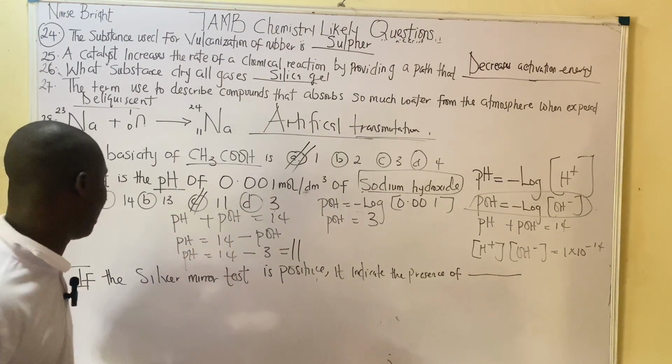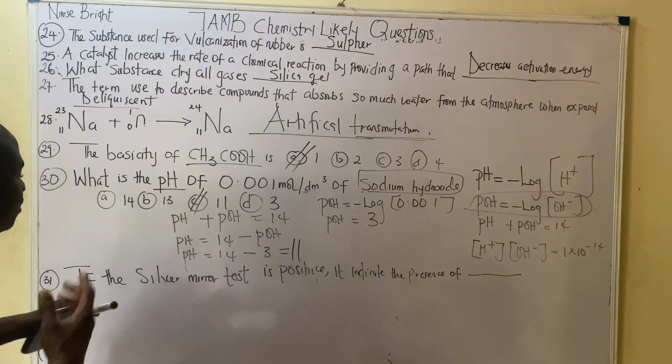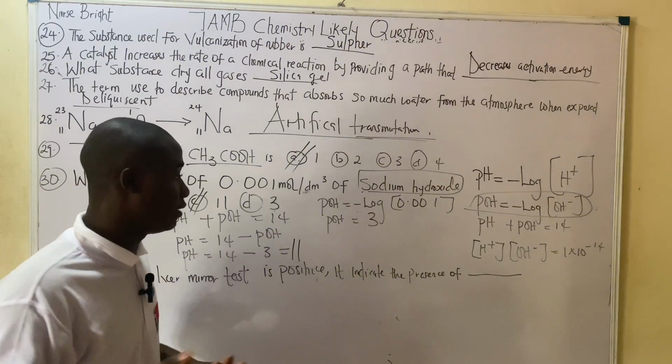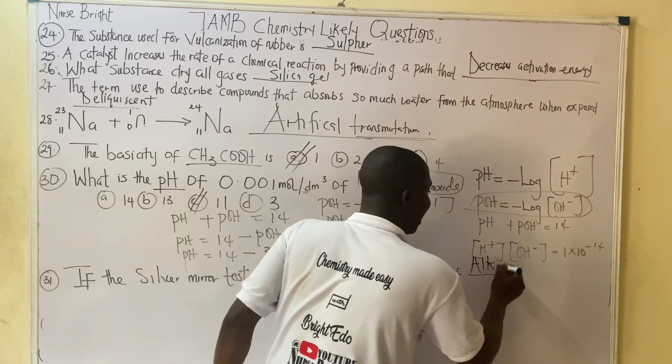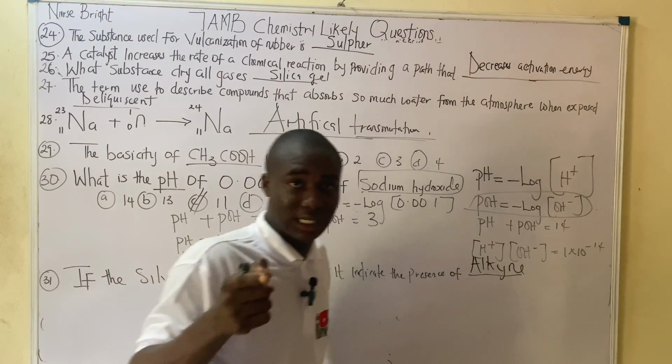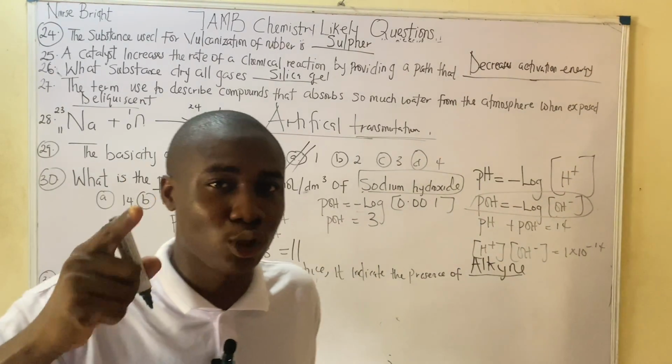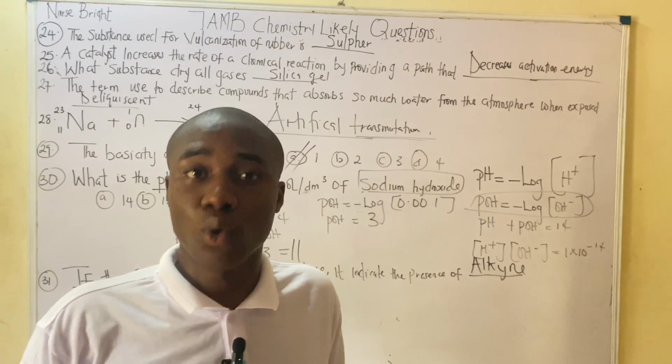I believe it's clear now. And 31 says, if the silver mirror test is positive, it indicates the presence of. Class, please take note, whenever the silver mirror test is positive. All these are JAMB questions, so please take note. As you hear, make sure you note them.